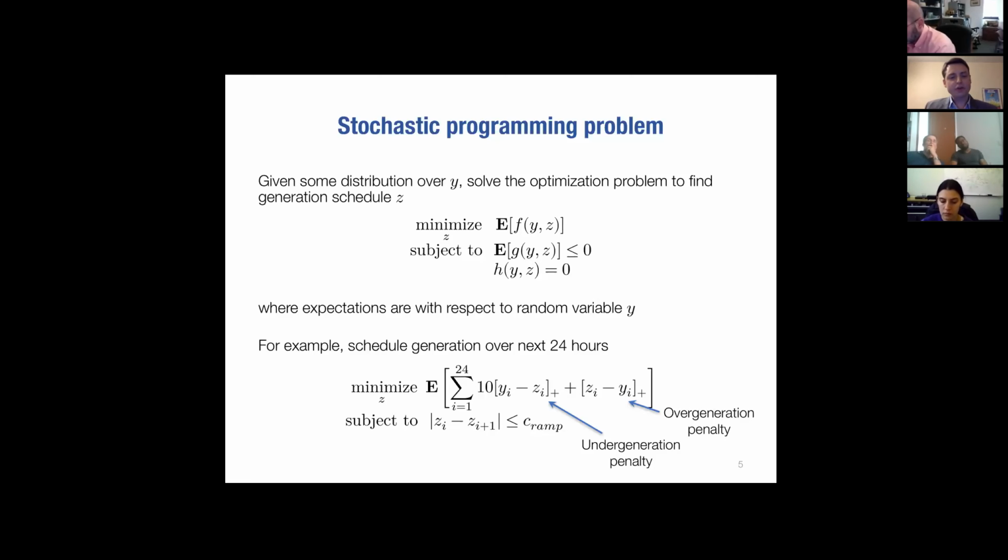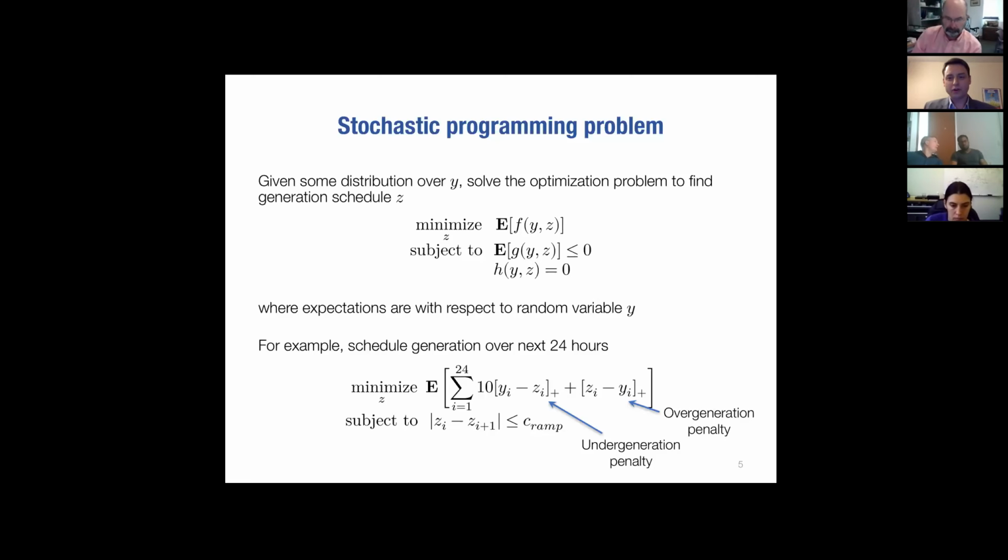And then it's subject to a constraint on the z_i, and this is actually a non-stochastic constraint, just a fixed constraint, that the z_i's can't vary by more than some ramping constant over time. So this is a very, very simple problem. It's one of the simplest stochastic programming problems. It's similar to an inventory management problem.